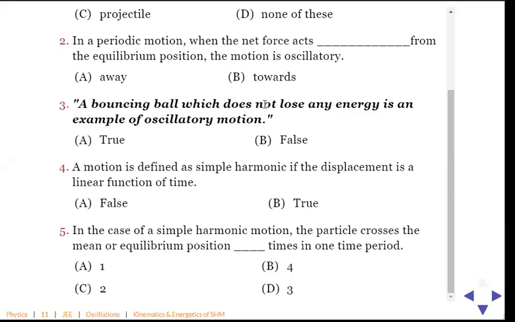First of all, it should be periodic. A bouncing ball which does not lose any energy is an example of oscillatory motion. First of all, it is not specified that it is bouncing in the same direction or not. If it were periodic, then it would be oscillatory or simple harmonic. But it is not given that it is oscillatory. If it is bouncing in the same direction, then it's a different case, but if it is bouncing randomly, then it is different. First of all, it should be periodic motion.